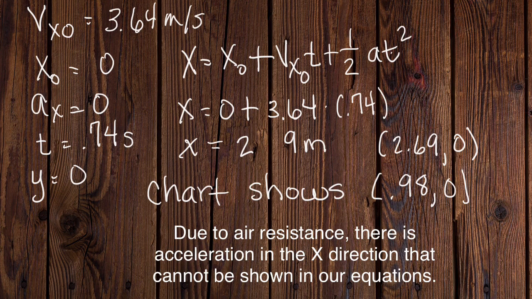Start by doing X equals X naught plus V X naught times T plus 0.5 AX T squared. Of course your acceleration in the X direction is 0, so you can cut off that last part of the equation, and your initial X is also 0, so you just have this small chunk in the middle, and that gives you X equals 2.69. And then your Y, of course, is 0 because it's going back down to the original launch height. And from the chart, you're going to get quite a significant difference.